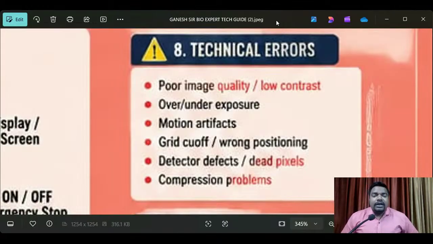Now see here, technical errors of the mammography equipment: poor image quality or low contrast, over or under exposure, motion artifacts, grid cutoff, wrong positioning, detector defects and dead pixels, and compression problems. These are the problems. Why do technical errors occur? Because the technician is not operating properly and has no idea, so these problems can happen.